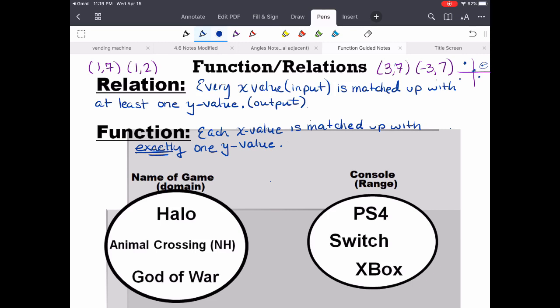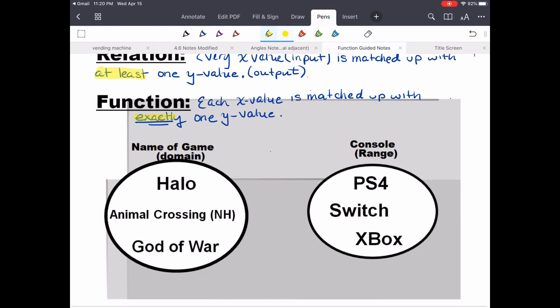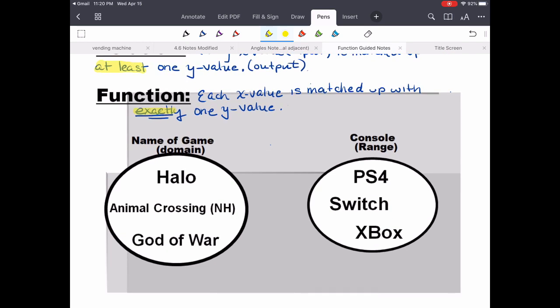A function, however, is really the overarching topic that we're going to talk about today, which is each x value. And the thing that you want to really concentrate on here, each x value is matched up with exactly one y value, one and only one. And I should also point this out, that a relation says at least one, but what makes a function different is that it's only one. It's exactly one y value. I think the definition for a function is a little bit confusing, and it makes perfect sense once we start jumping into some examples here.